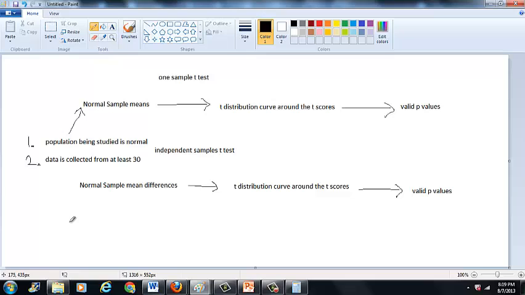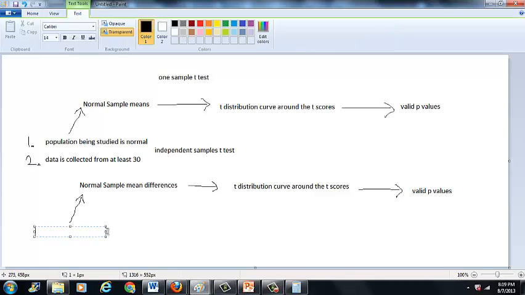In an independent sample t-test, you want to make sure you have normal sample mean differences, and that'll be true if you're sampling from two populations, so if both populations are normal, then the mean differences will be normal. Or if data is collected, if both samples have at least 30 people.